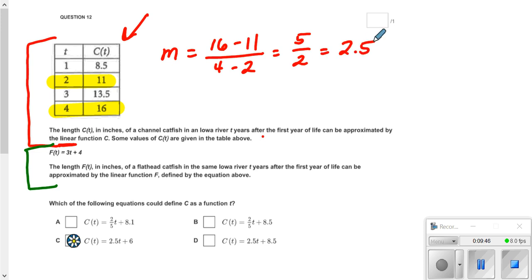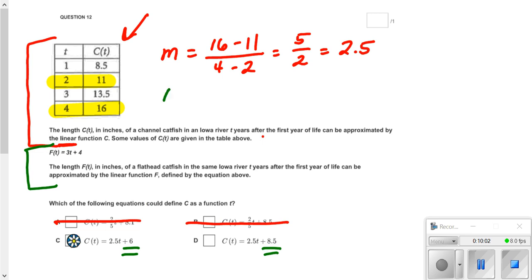Now, because this is multiple choice, right now I would cancel out those 2 as options. Then I would look at the other 2 options, and I'd say, okay, well, is my y-intercept going to be 6 or 8.5?